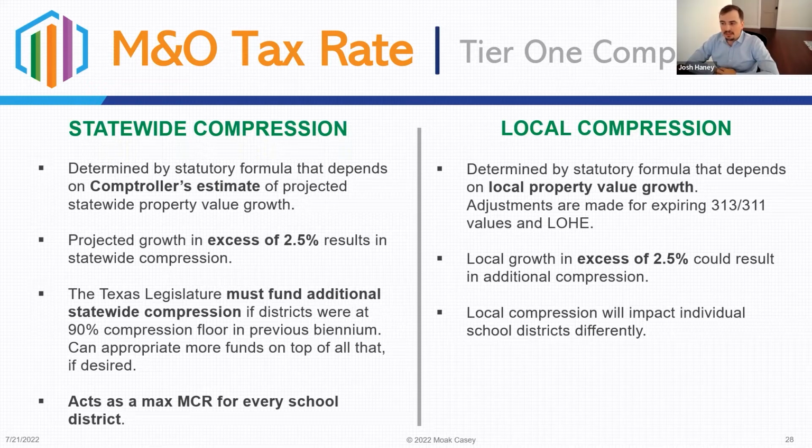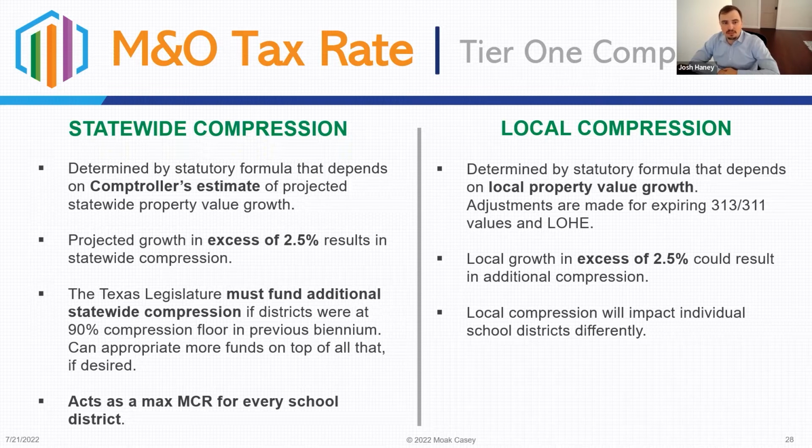If that growth is north of 2.5%, then that's going to trigger statewide compression. So we went from 93 to 91.64 to 91.34, and so on and so forth. Much of that compression has been due to a Controller forecast of value growth that's north of 2.5%.